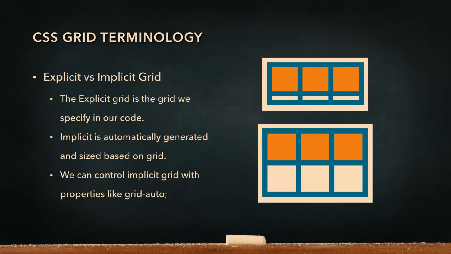So explicit says this is what I want. Implicit is implied. It says, okay, if I have any extra elements, then I'll apply 100 pixels or whatever to those elements. And then at the bottom, you can see this is where if I specify the grid auto property, then any extra elements I apply to the grid will just automatically adjust. That's the idea between explicit and implicit.